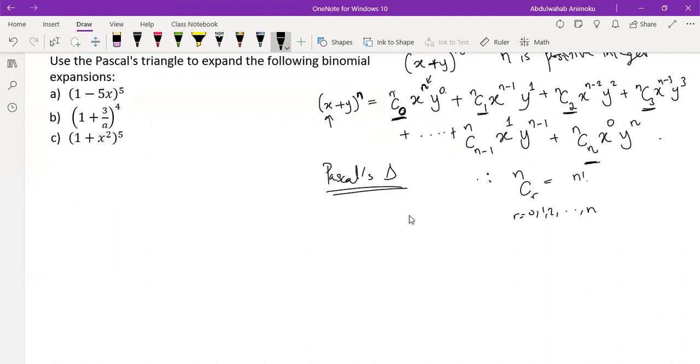This is given as n factorial over n minus r factorial times r factorial. Or maybe I should write it in a much bolder form.